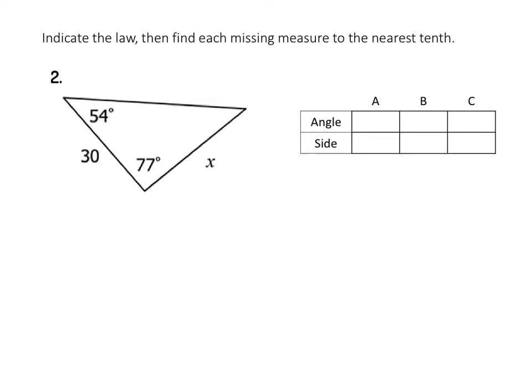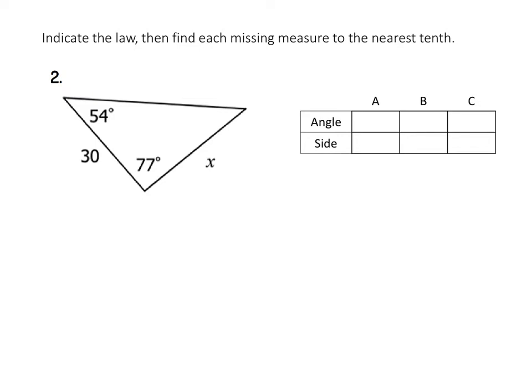Okay, for the second problem, I notice that I have two angle measures and one side measure. Whenever I see that I have two angle measures, I think, okay, I can use the law of sines for this. And it's also great because not only am I using the law of sines, I know it's not an ambiguous case because I know two angle measures. So let's look at what we can fill out the table with.